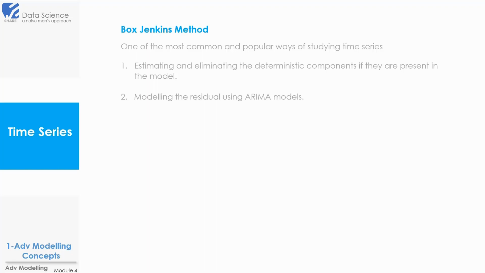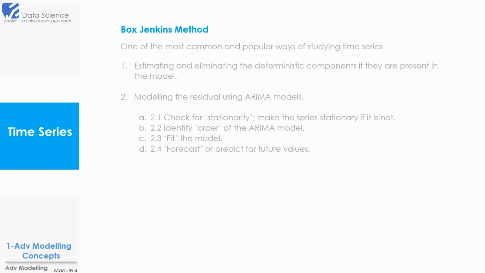So there are basically four steps in ARIMA modeling. First step is to check for stationarity, and then we make the time series stationary if it is not already. Now what is stationarity? We'll see it in a while, but for now, just get familiar with these steps. Then the next step is to identify the order of the ARIMA model. After that, we fit the model. And finally, in the fourth step, we forecast or predict the future values. So that's it. These are the steps involved in Box Jenkins method. We'll see these steps in detail in the upcoming slides.